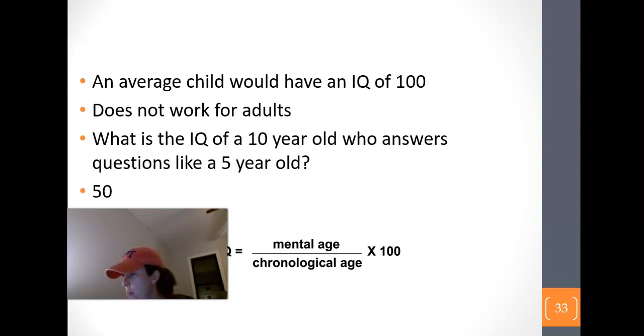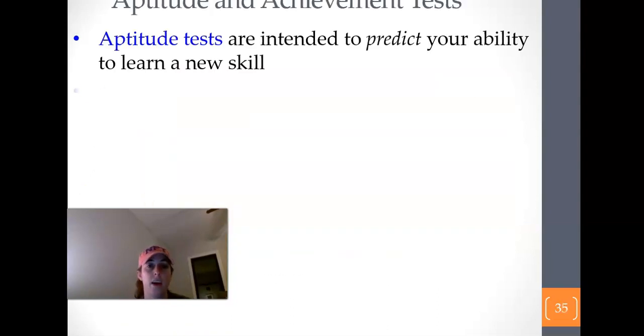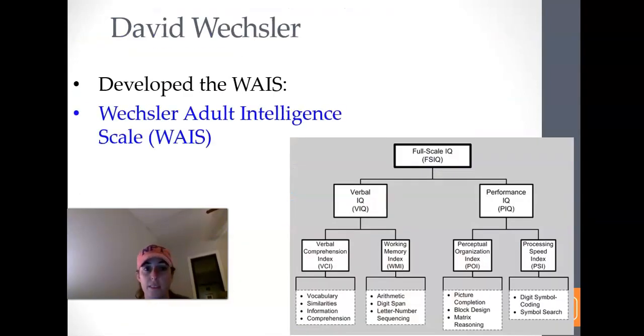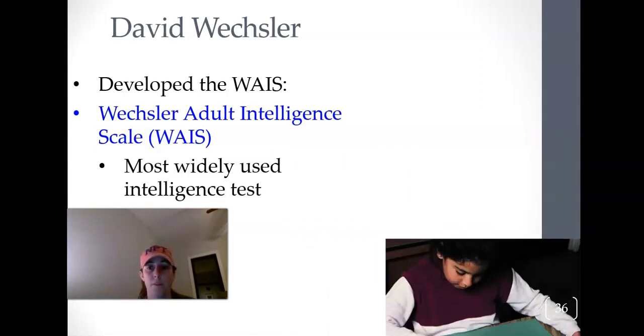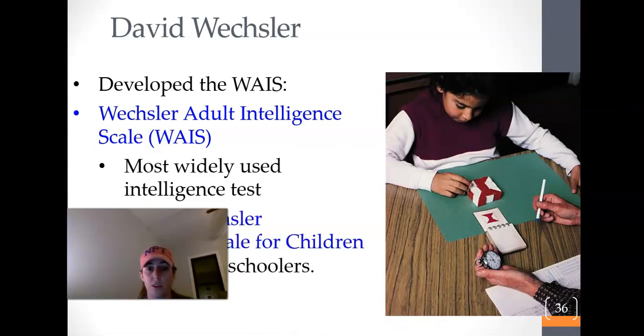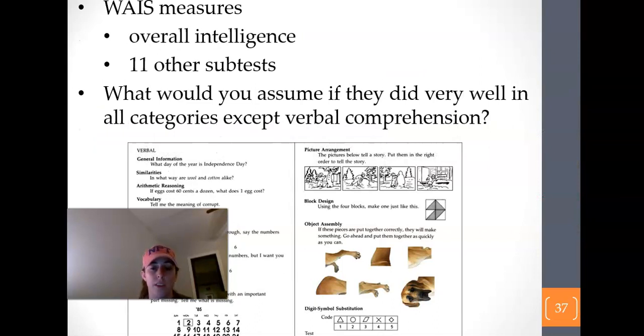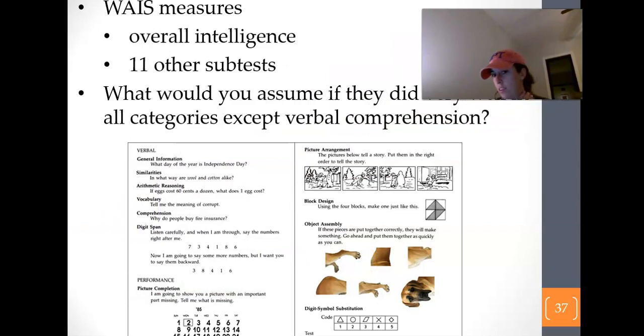Okay, WAIS. The WAIS is the Wechsler Adult Intelligence Scale. This is the most commonly used intelligence test. They have a kids version as well. Basically, you've got lots of different areas that they assess, like verbal. I think just mainly knowing that it's the most common. So this is the children's. I think I showed you some of these questions that they asked. A lot of different genres on that intelligence test.